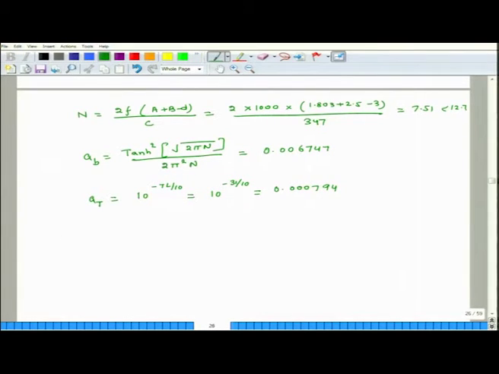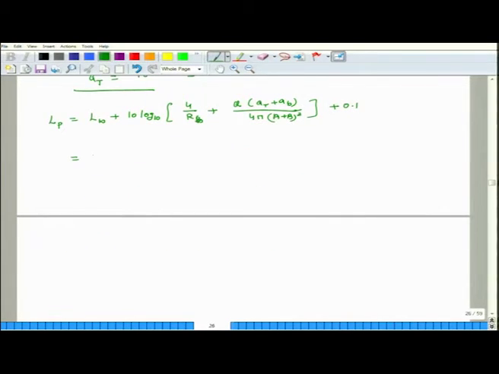So, now with all this data we compute LP. LP equals LW plus 10 log of 10 times Q over 4 pi r square... more precisely, 10 log of the sum of Q times AT plus AB divided by 4 pi times A plus B whole square, plus 4 over RB, plus 0.1. So, this equals LW is how much?